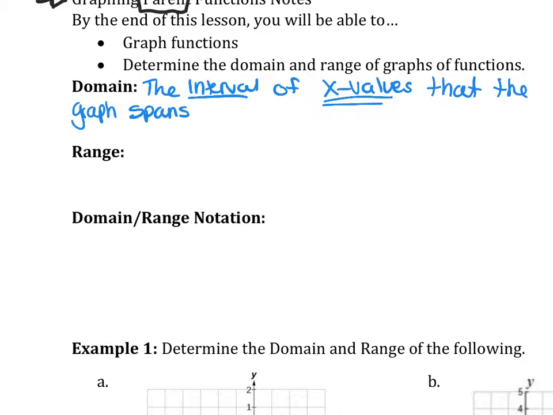And so when we list the domain, we're going to talk in a minute about the interval notation that we're going to use. But you always start with your smallest x value and go to your largest. Or if you want to think about it as furthest left to furthest right. So you go left to right when you're looking at your graph.